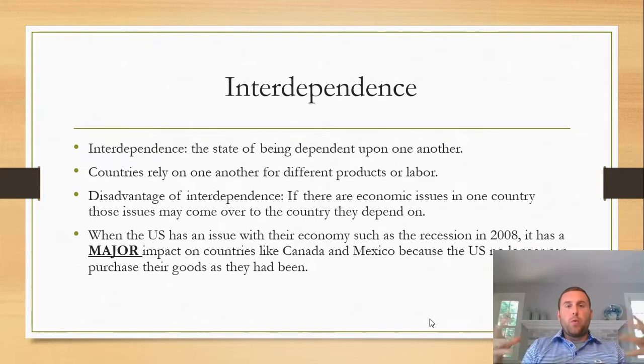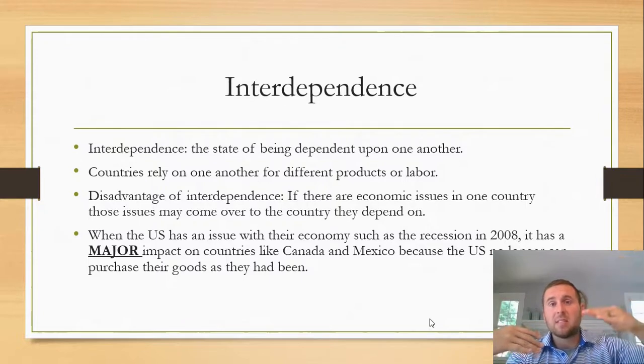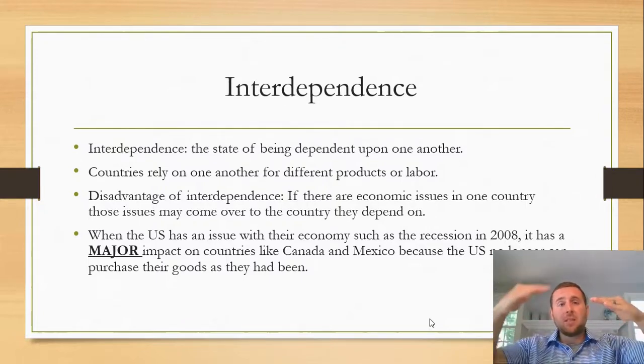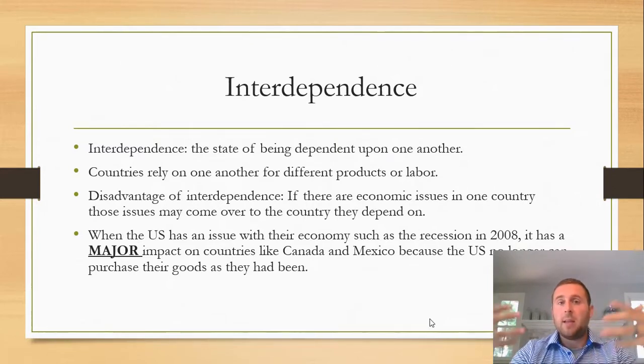So the disadvantage of interdependence: if one economy starts to kind of go down, like the recession in 2008, well, Canada and Mexico's economy is going to start to go down as well. Other countries like China, who we rely greatly on, right? We're interdependent on China. Their economy started to go down as well.